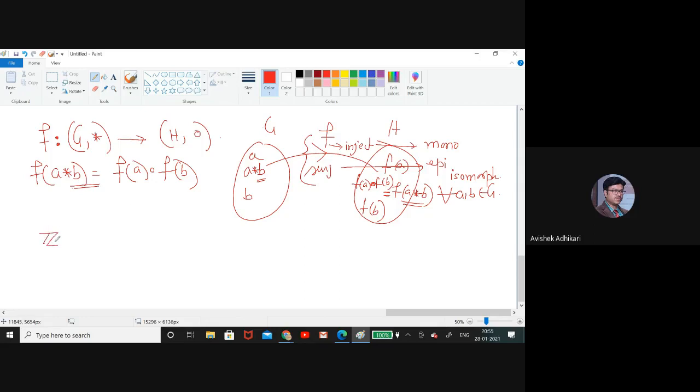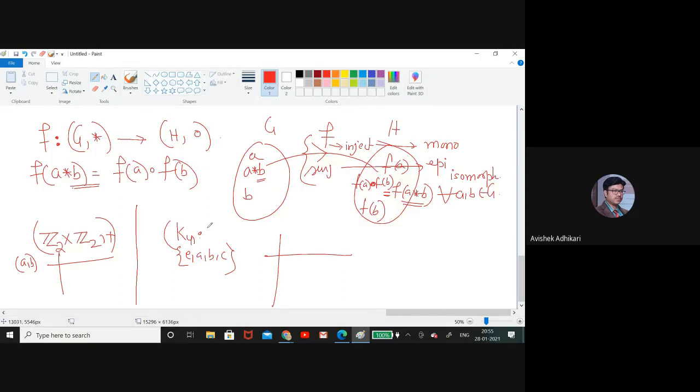For example, if I consider Z2 cross Z2 and the Klein 4-group, they look completely different, because here the elements look like (a, b) such that a belongs to Z2, b belongs to Z2, and here the elements look like e, a, b and c, and you have a kind of table. Here also you can have a table. So you can see that this is a kind of additive group, but here the composition may be like this, where composition is defined here.